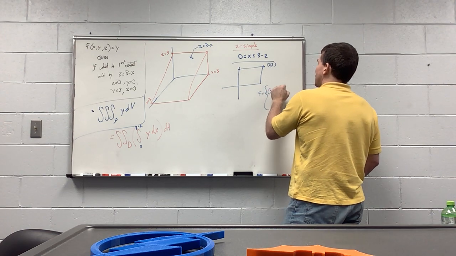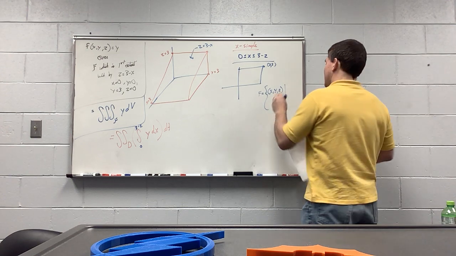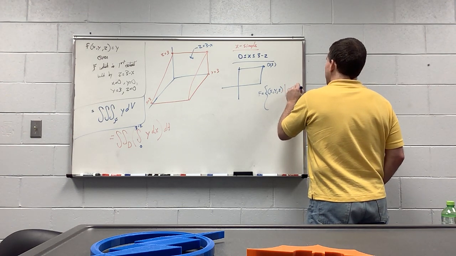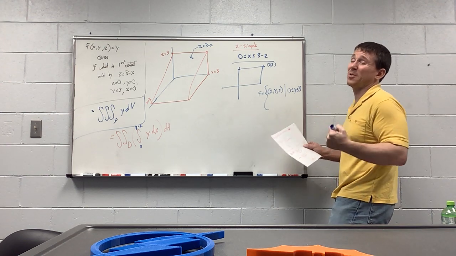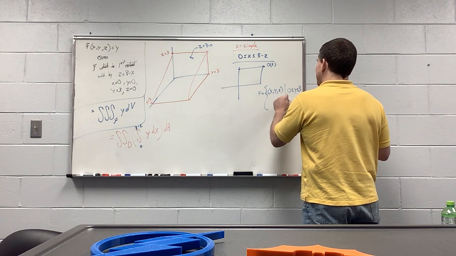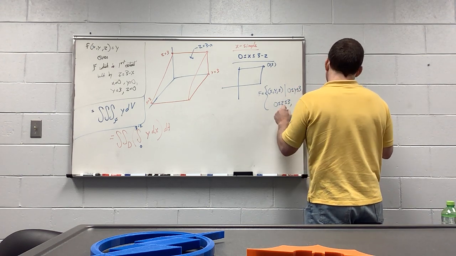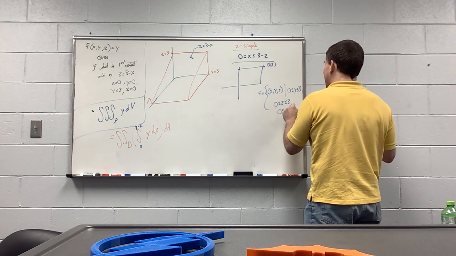And then I can write out my region F. It's the set of all x, y, z, such that, let's see, y goes from 0 to 3. You can write these in any order. Tend to do them in reverse order of the way you're going to integrate, so you can read them off. And then z goes from 0 to 3. And then x goes from 0 to 3 minus z.